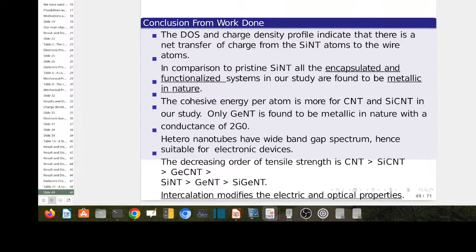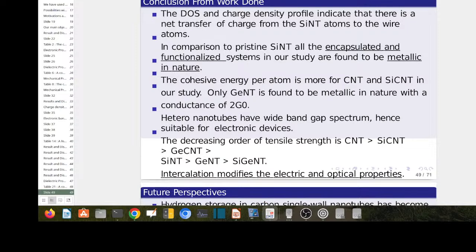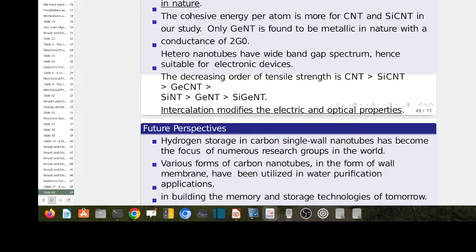The DOS as well as charge density profile indicates that there is net transfer of charge from silicon nanotube atoms to wire atoms. In comparison to pristine silicon nanotube, the encapsulated as well as functionalized systems in our study are found to be metallic in nature. The cohesive energy is very much for carbon nanotubes. This is the order of tensile strength.